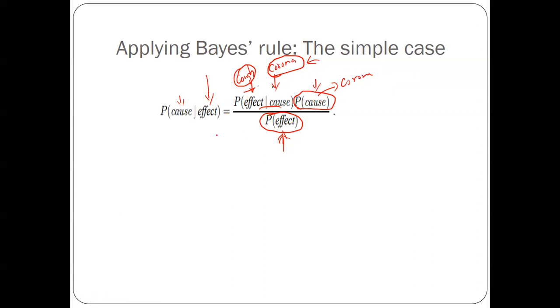Now assume that some patient is suffering from cough. Now, what is the probability that he has corona? This can be deduced from this equation.